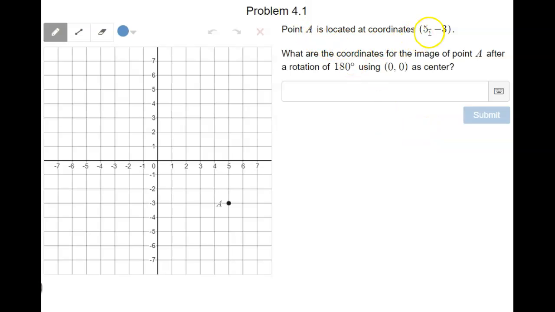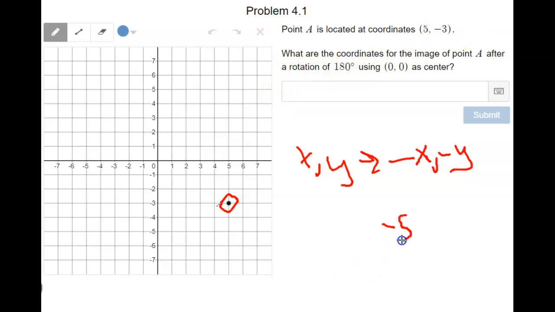All right, location, 5, -3. So here's 5, -3 right there. And then it says rotate 180 around 0, 0. Now, the rule is if I start with x comma y, I go to -x comma -y. So I change everything to its opposite for 180. And that would become -5 comma 3, because the opposite of 5 is -5. The opposite of -3 is 3. So that's what we get. So -5, 3, and there would be my point.